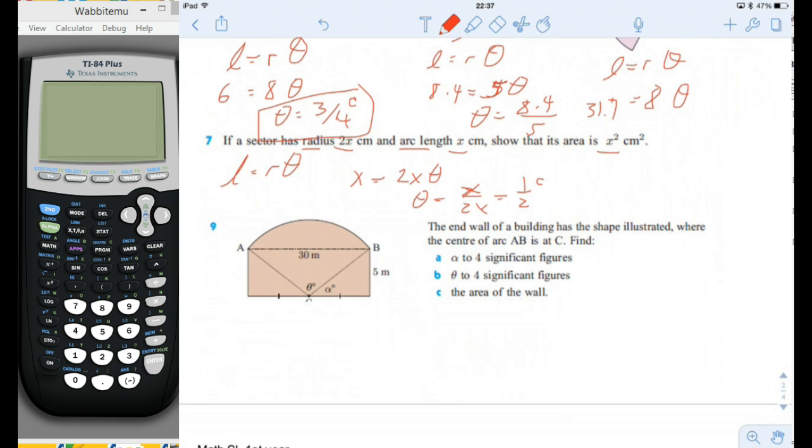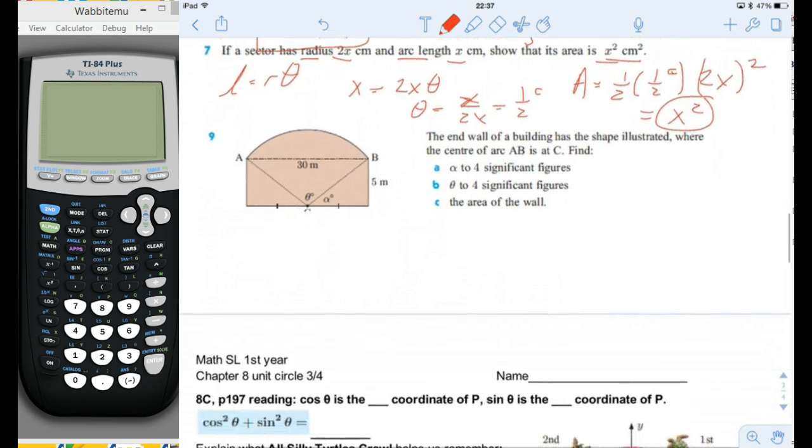And then if we wanted to find the area of this sector, we would just put 1/2 theta, which is 1/2 c, and then multiply that times r squared, and r squared is 2x squared. So that would simplify to x squared. So that's exactly what they predicted.